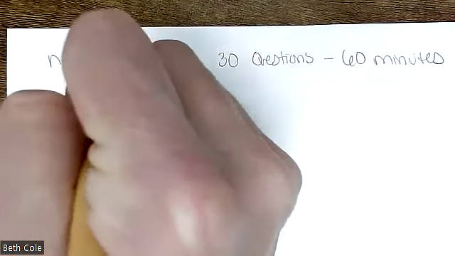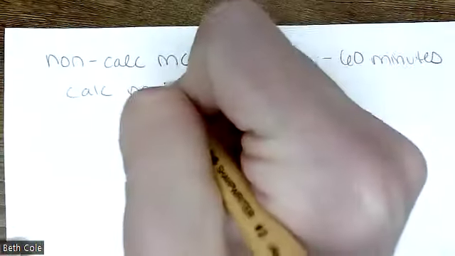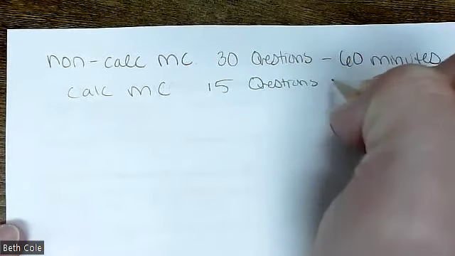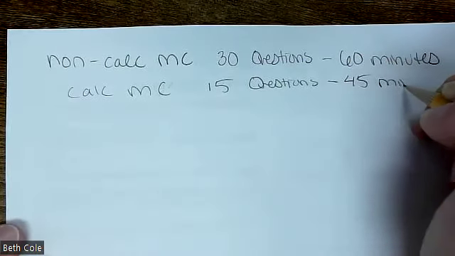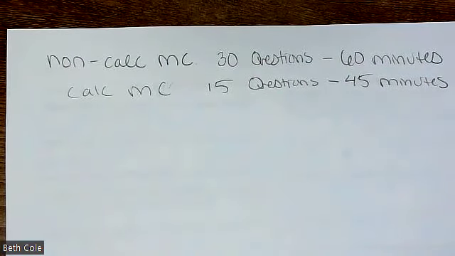Then they're going to give you the calculator multiple choice. It is 15 questions and you get 45 minutes. So what is that rate of change? Why do you get longer per question on calculator versus non-calculator? Button pushing takes time and they don't give you nice functions. They give you really horrible functions.